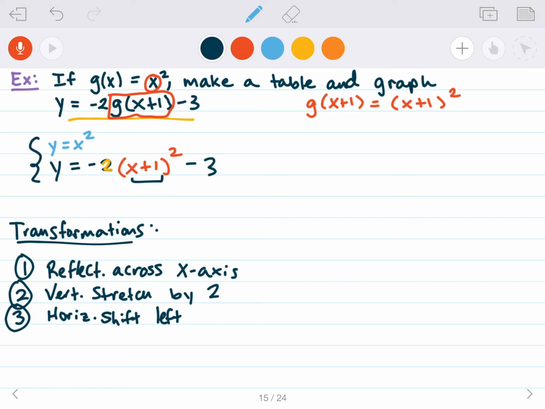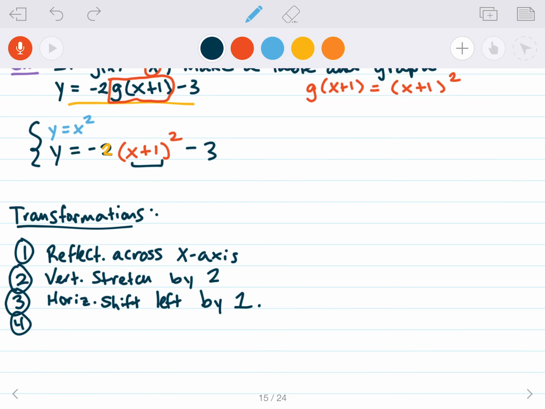And finally, this -3 at the end is saying, hey, I'm going to take whatever I get as my output here, and I'm going to shift those outputs down 3. I'm going to shift them by 3. So this is going to be a vertical shift down 3.